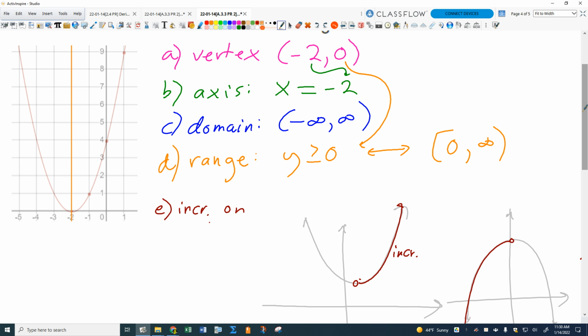Everybody see that? This is the part where the ant's walking uphill. So that means that's the increasing part of the function. So it's increasing on the interval when x is greater than -2. Or if we want to write it using interval notation, which we probably should, it would just look like that. Right? Okay, how about the last part then?